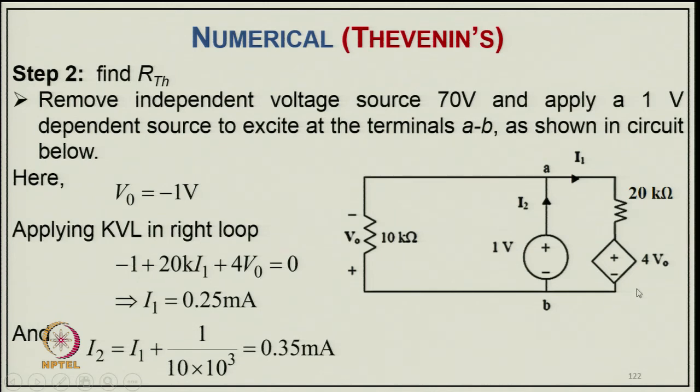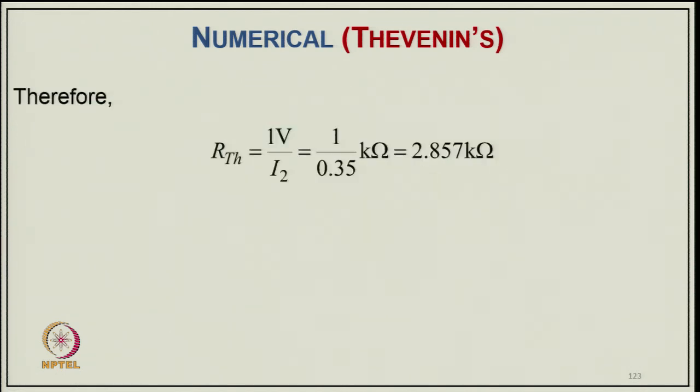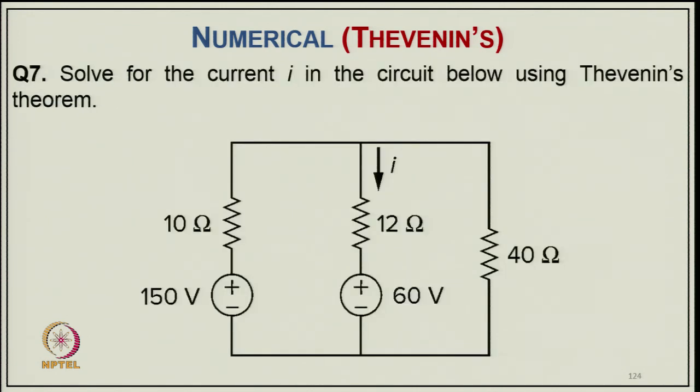So, I1 will be equal to 0.25 milliampere, and I2 will be I1 plus 1 upon 10 to power 3, and that becomes 0.35 milliampere. Therefore, RTH will be 1 volt divided by I2, 1 upon 0.35 kilo ohm, and that will be equal to 2.857 kilo ohm.